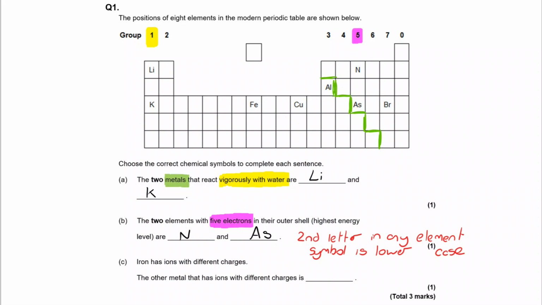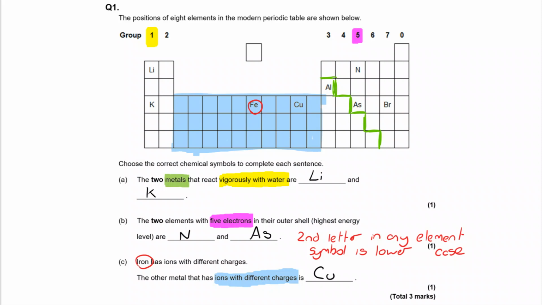Iron has ions with different charges. The other metal that has ions with different charges, well, there's a particular area of the periodic table that do have variable charges on their ions, and that is the transition metals. So I have a look in there. I can see that I've got 2 options. The one that's left is copper. Iron is already there. Now, you don't want to fall at the final hurdle and write down iron because it's in there and not have paid close attention to the question where that's already been provided as an answer.